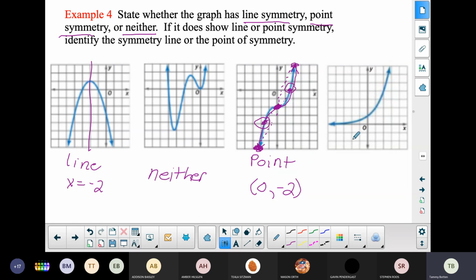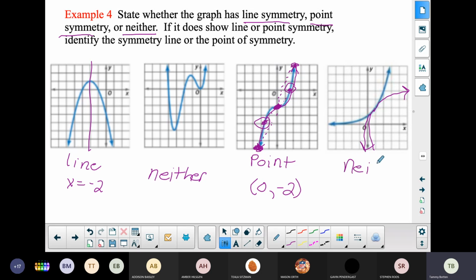Now this last one, there's not a vertical or horizontal line that I could draw that would cut it in half and allow the sides to map onto each other. There's also, if I turned it upside down, it would just kind of go off. I'm not drawing this really exact, but it would look something like this. So there's no point of symmetry. There's no line of symmetry.